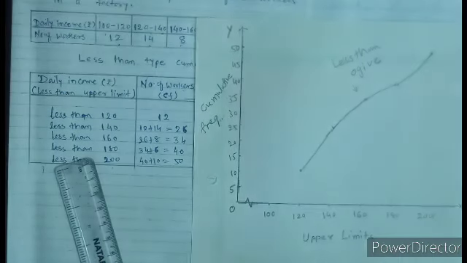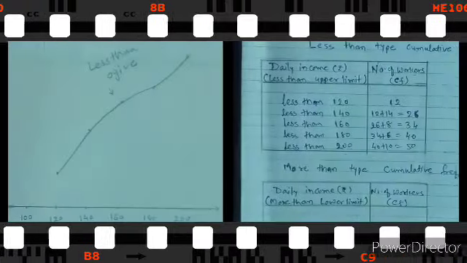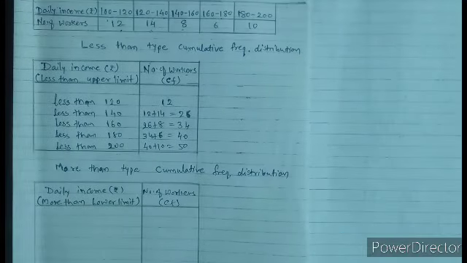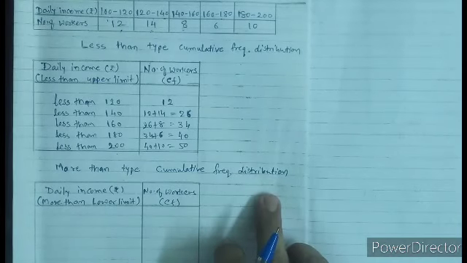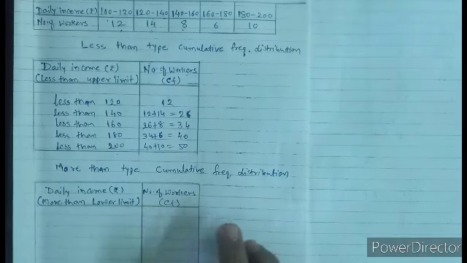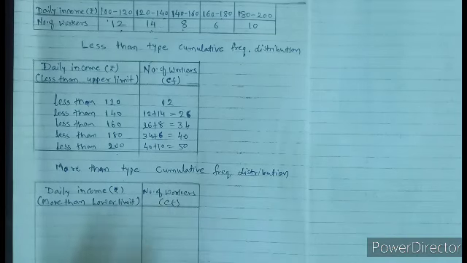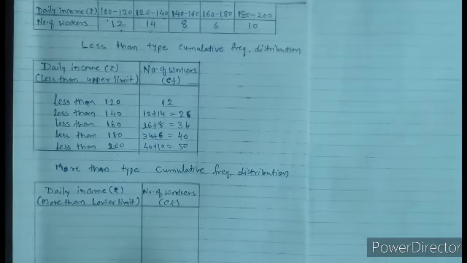So this is the way how we get the less than type of OGIVE. Now let us understand how to form more than type of cumulative frequency distribution. In the same question, question number 1, though in your textbook it is not given in question number 1, still we are taking the same question for more than type of cumulative frequency distribution, so that you can understand both the types of cumulative frequency distribution in the same question.